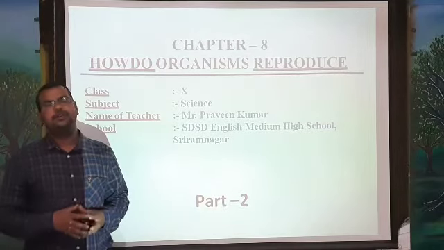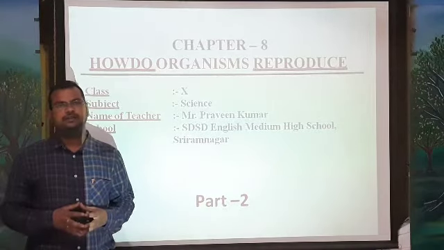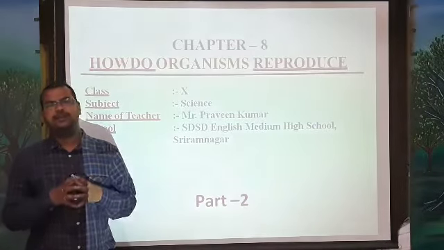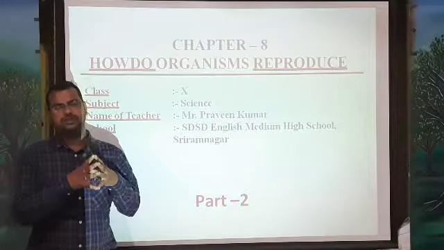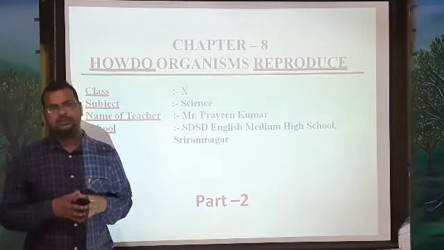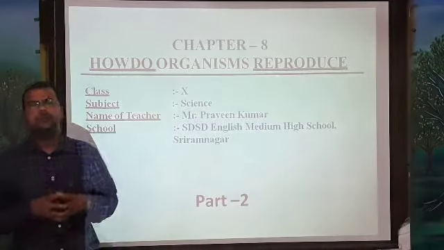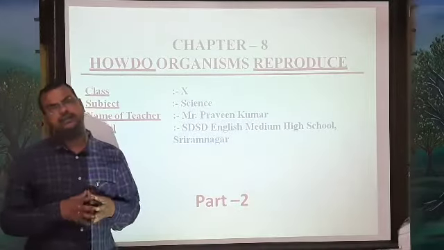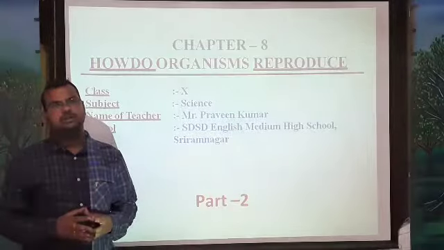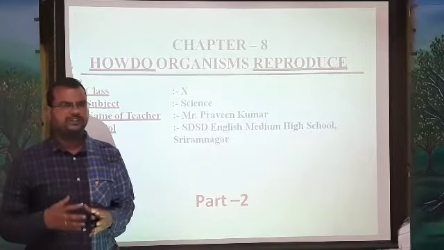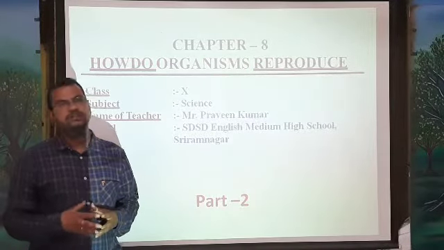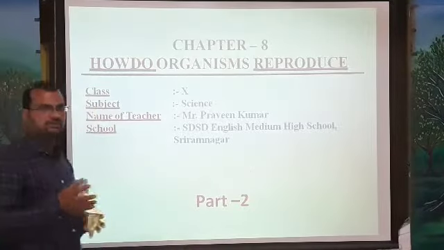In asexual reproduction, only a single parent is involved for the production of a new organism. But asexual reproduction takes place in different modes. What are those? How does it take place? In which organisms does it take place? Let us discuss one by one.